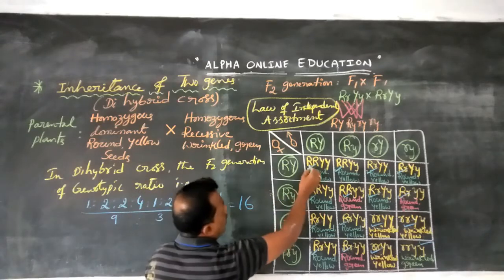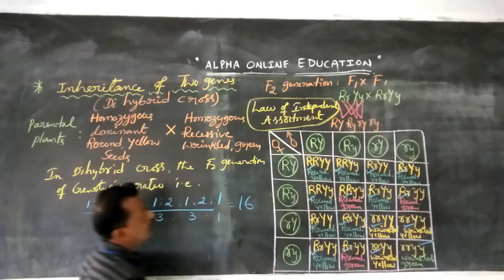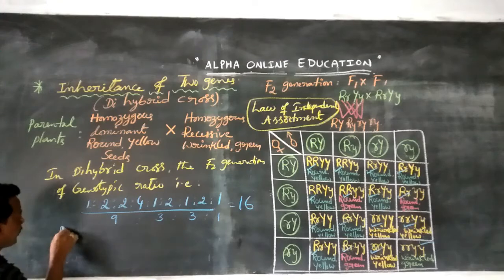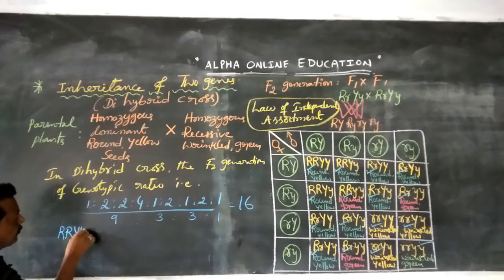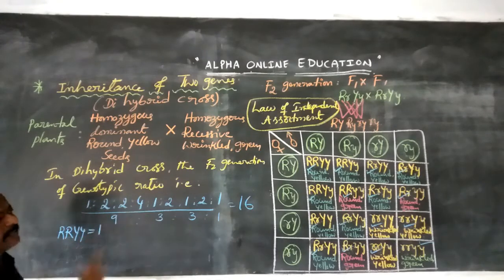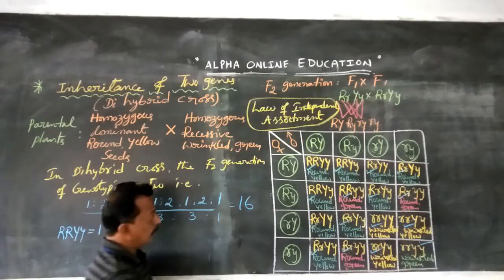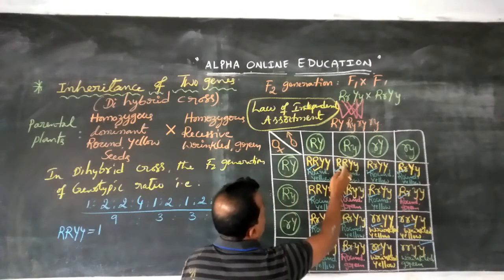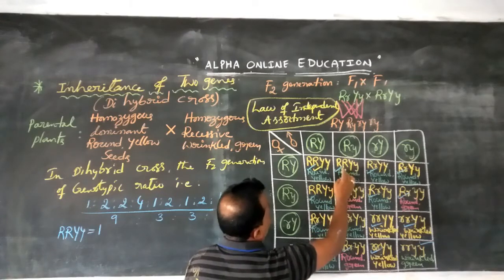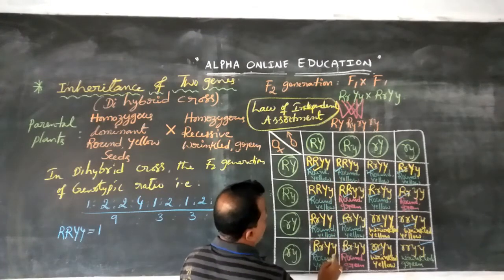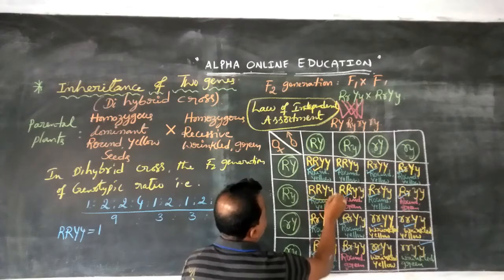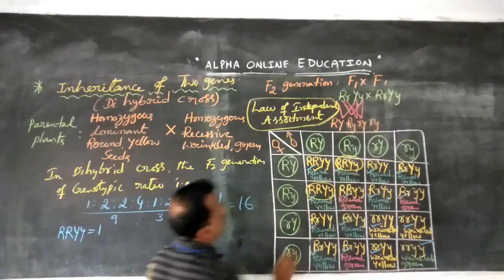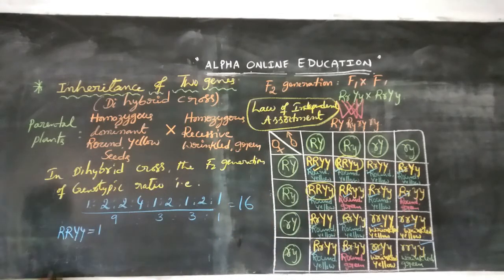Here, the genotype capital R capital R capital Y capital Y appears only one time in the Punnett square board. Okay, now the next one, capital R capital R capital Y small y. These genotypes appear in the Punnett square board. How many? Totally 2. This is 1 and this is 1. Totally 2.